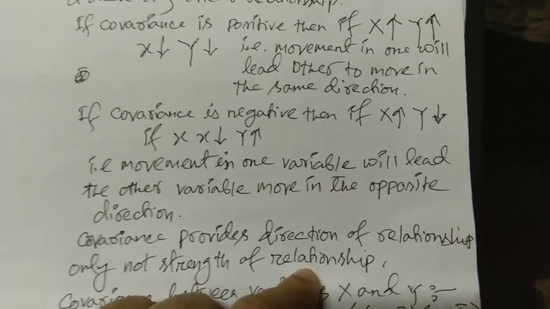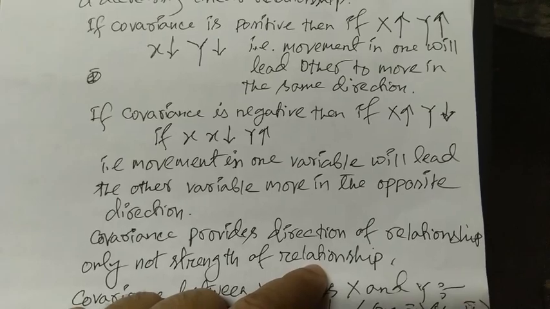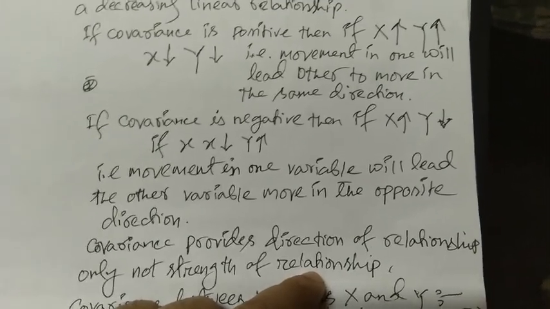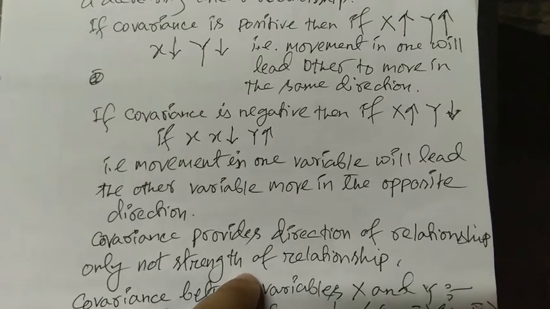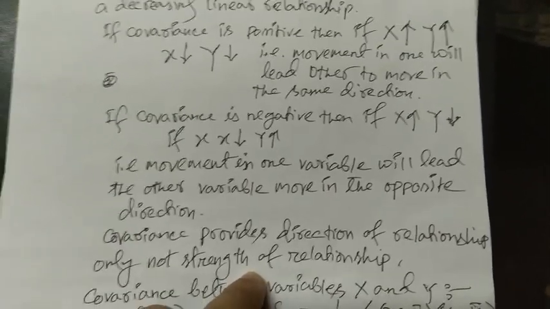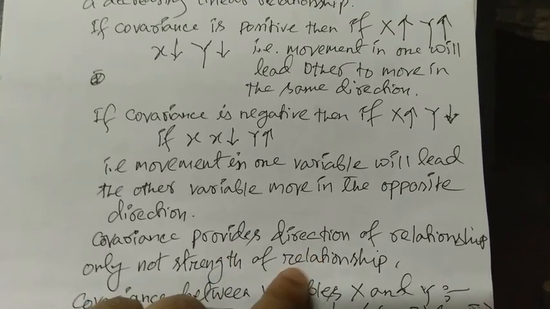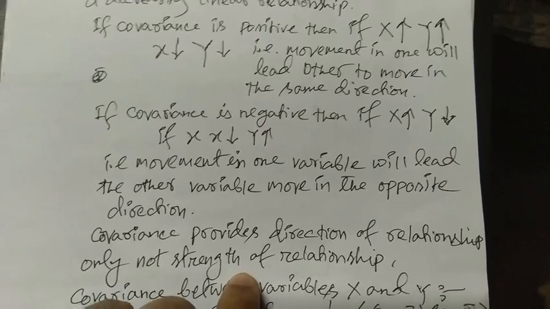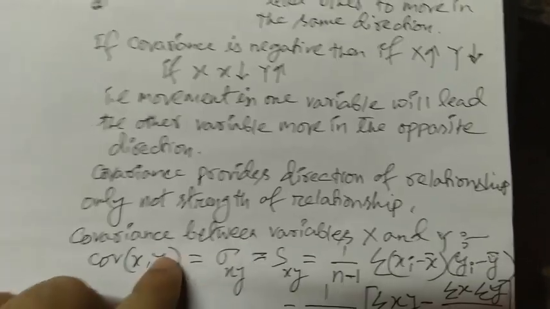So this is covariance. Covariance provides direction of relationship only, not strength of relationship. If covariance is positive, both variables will move in the same direction. If covariance is negative, both variables will move in the opposite direction. So from covariance you get an idea about the direction of relationship, but how strong the relationship is, we don't get this idea from covariance.